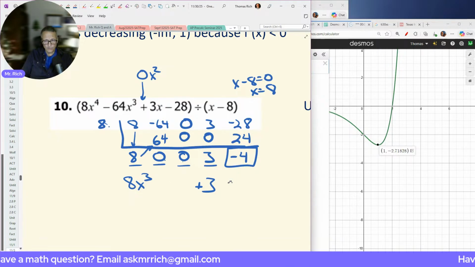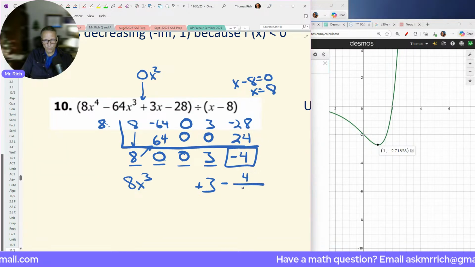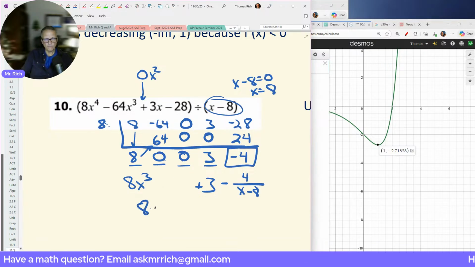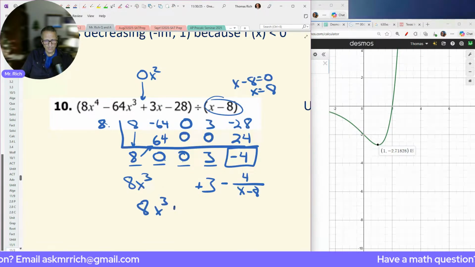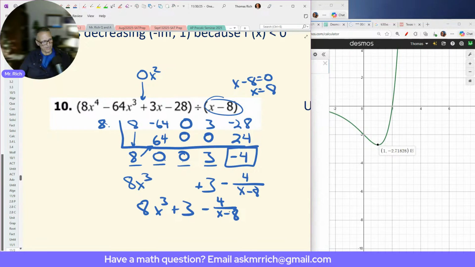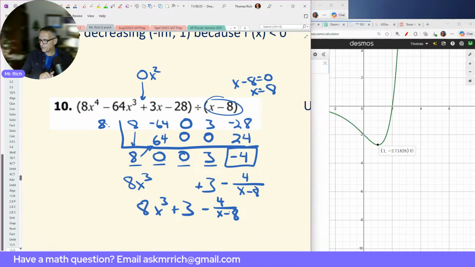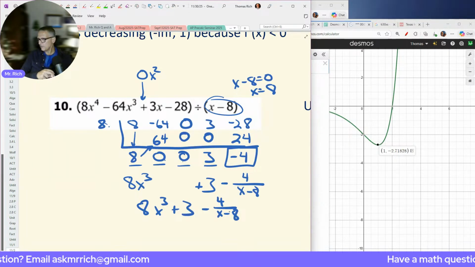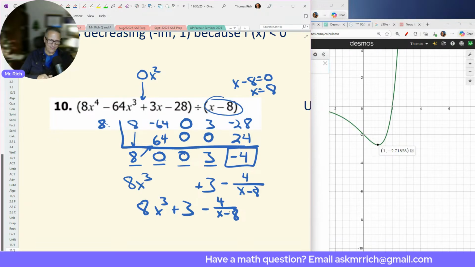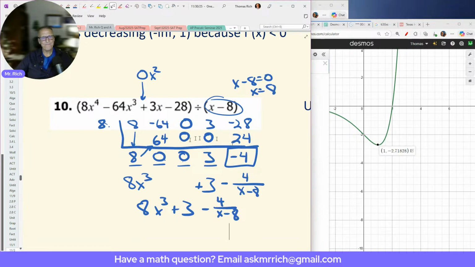That remainder of negative 4 means I would tack on another term and do minus 4 over this x minus 8 divisor right there. So the final answer here is 8x cubed plus 3 minus 4 over x minus 8. And that is our answer to that one. Okay. Next, let's move on.